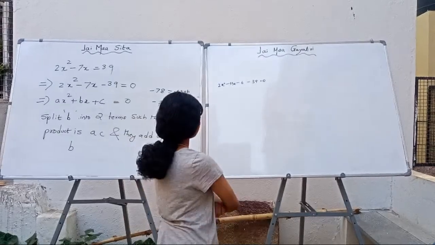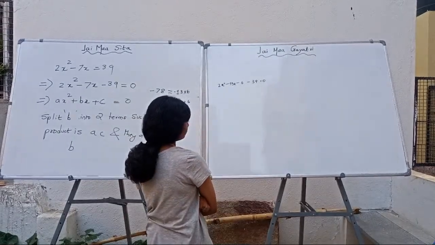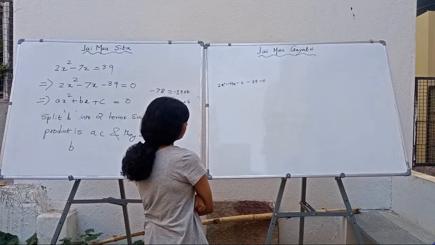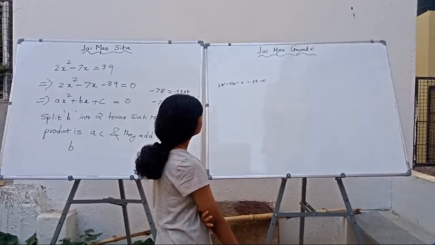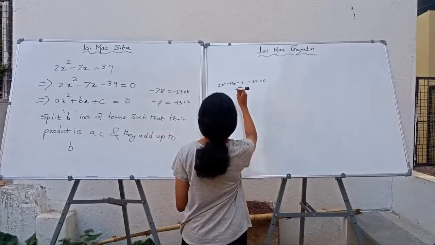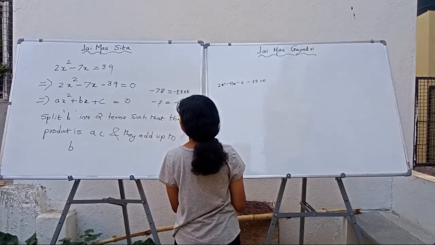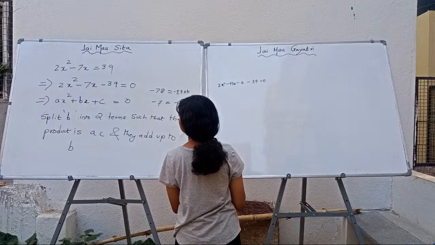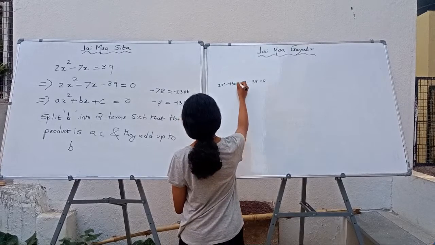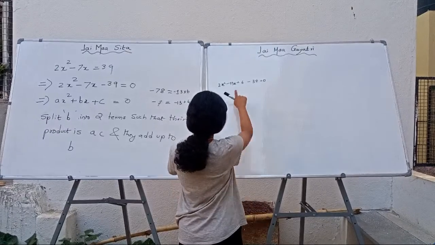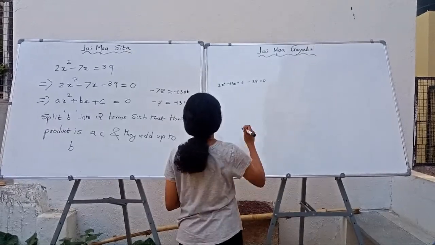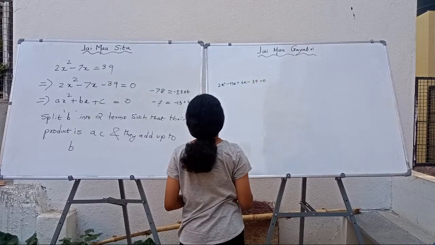You tell me. You found out the two numbers. What are the two numbers you found? Then why are you doing it minus if it is 6? And x also should be there, no? Minus 13x plus 6x will give you minus 7x.